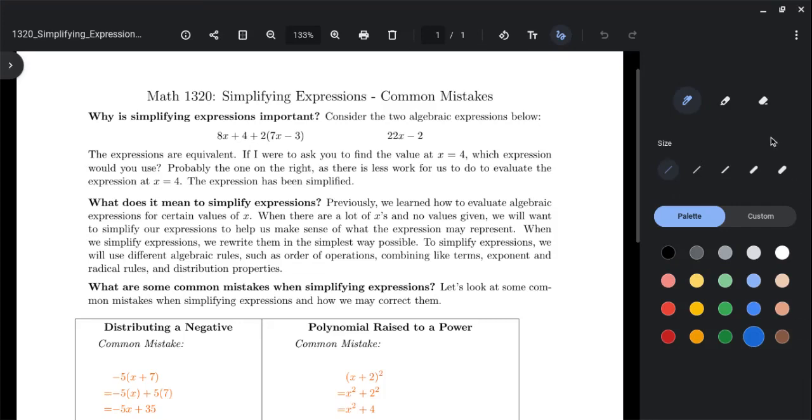Hi everyone! In this video, we're going to talk about rules for simplifying algebraic expressions and how we can avoid common algebra mistakes when doing so. So first off, why do we want to simplify expressions? What's the point? So here we are given two different algebraic expressions.